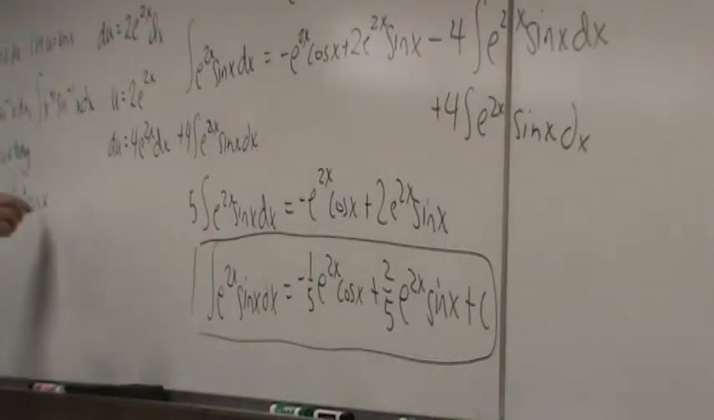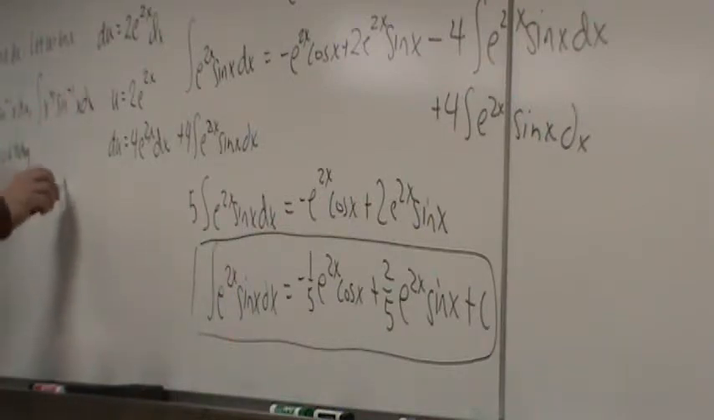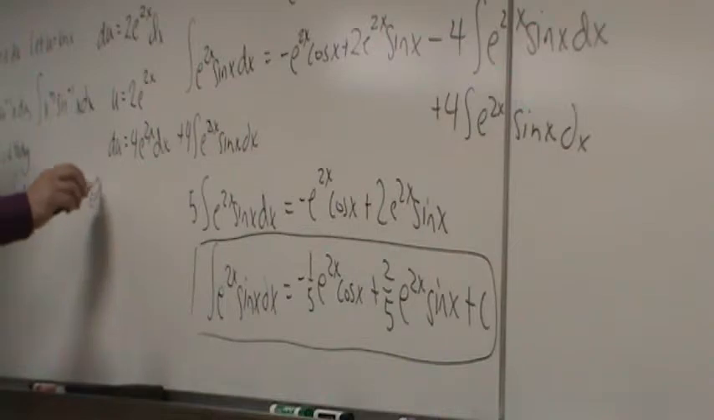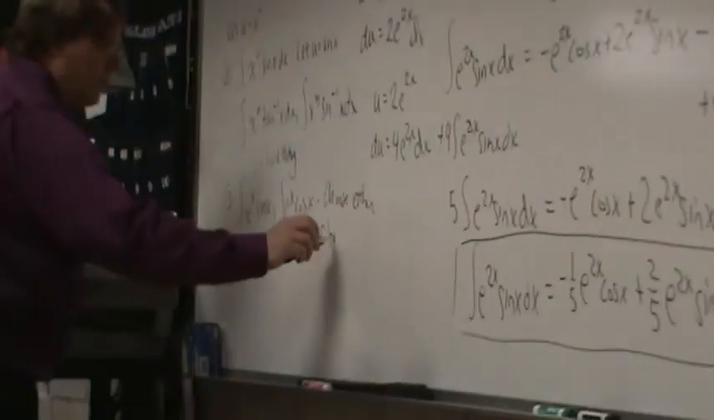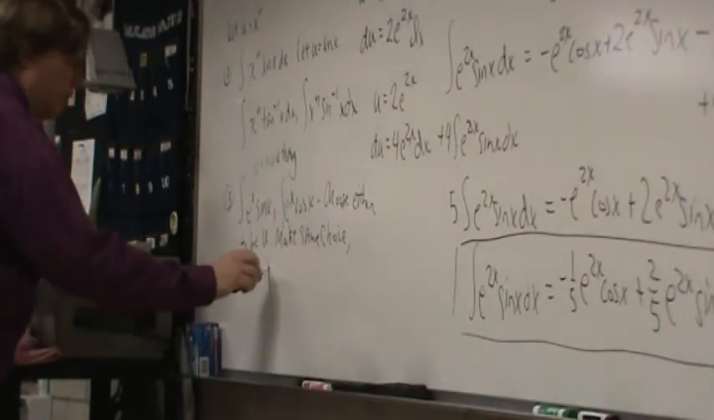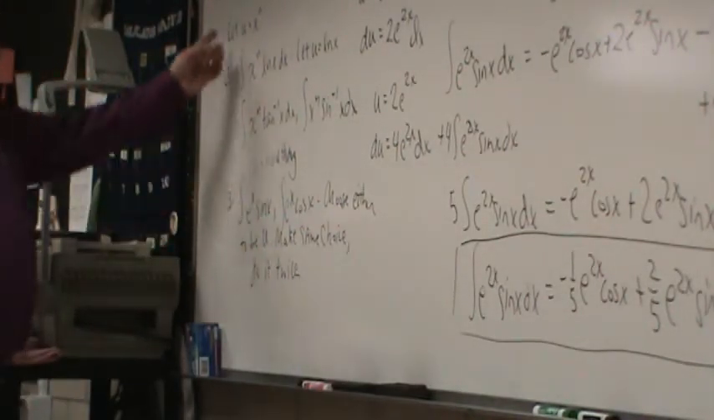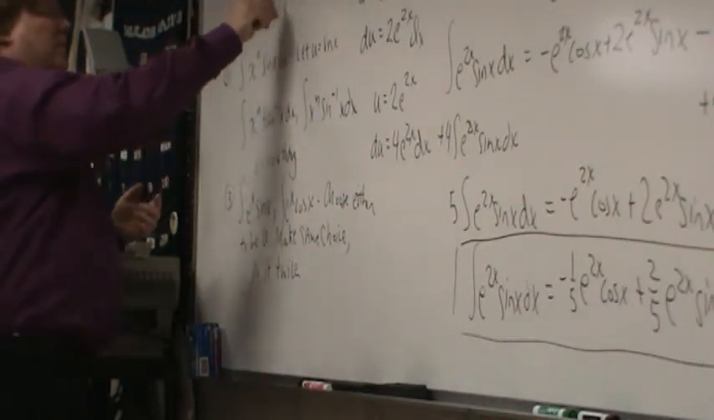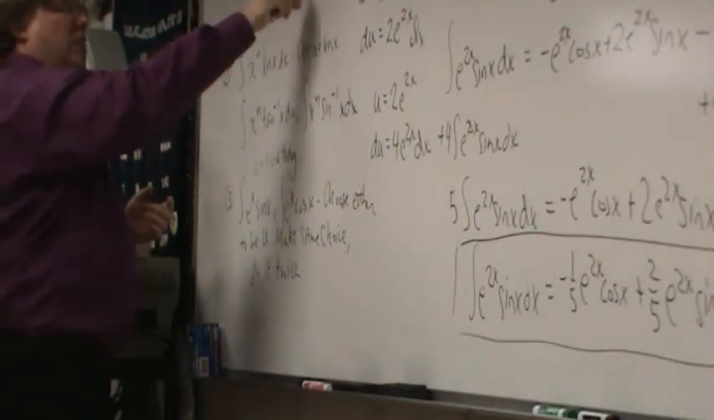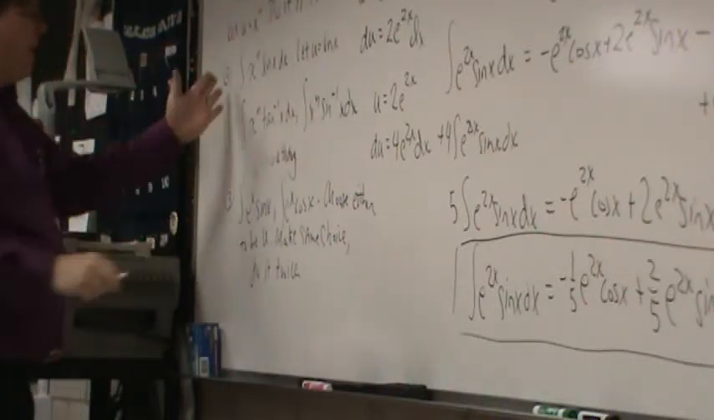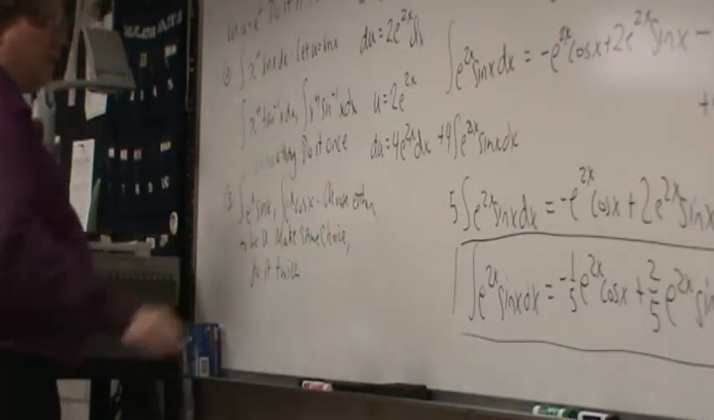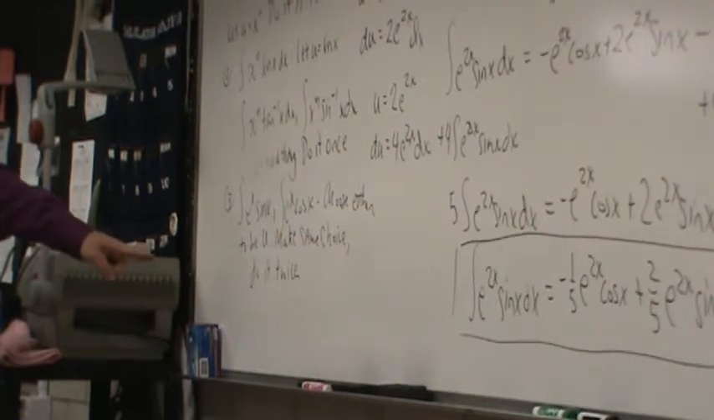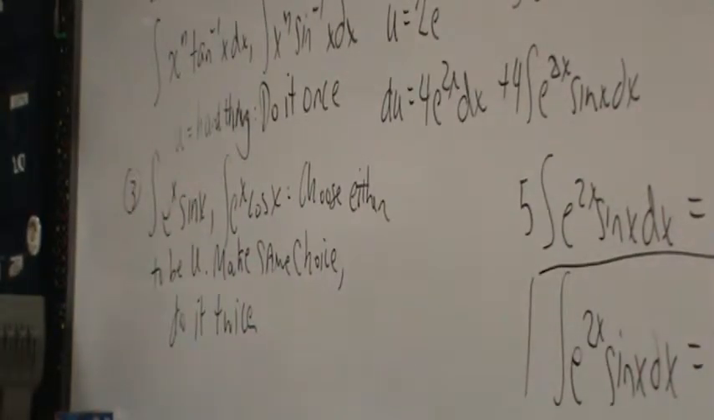Yeah. So the thing is, with e to the x, one of these, choose either to be u, but make the same choice twice. Do it twice. So that's it. This isn't like this guy where you have to do it n times, depending on what the exponent on x is. And it's not like number 2, where you let u be the hard thing, but you only do it once. Here, you're going to have to do it twice, no more, no less. When you see e to the x sine x or e to the x cosine x, do it twice.